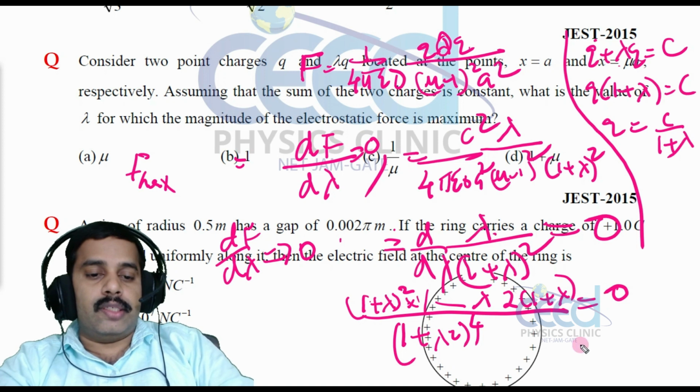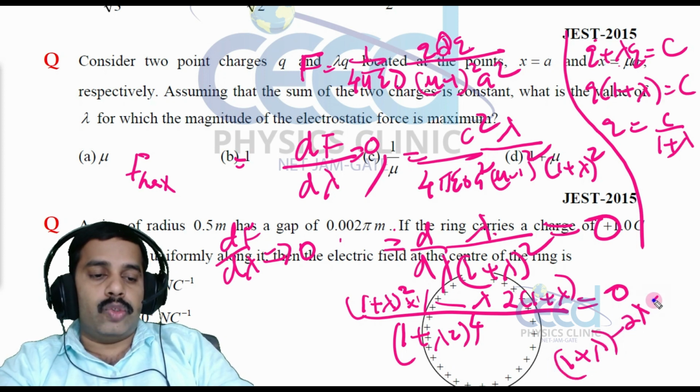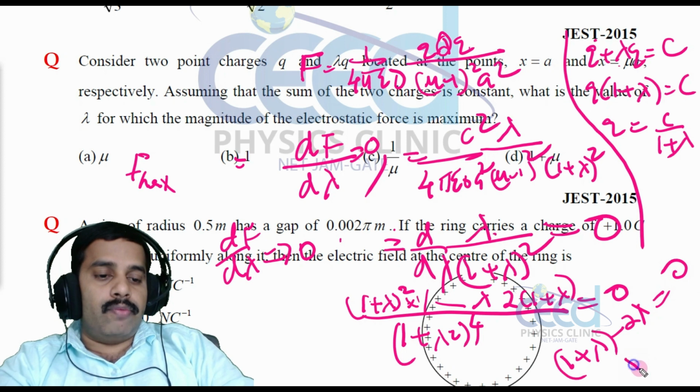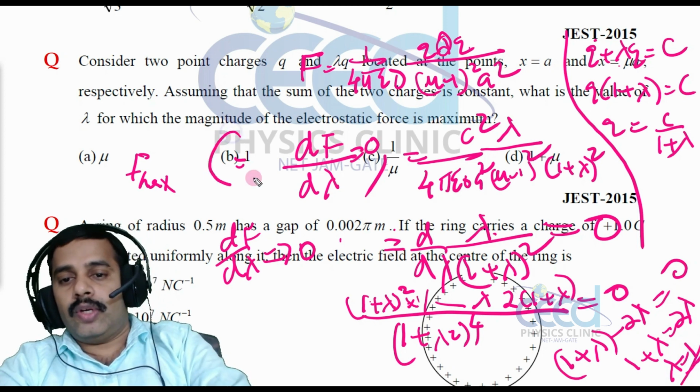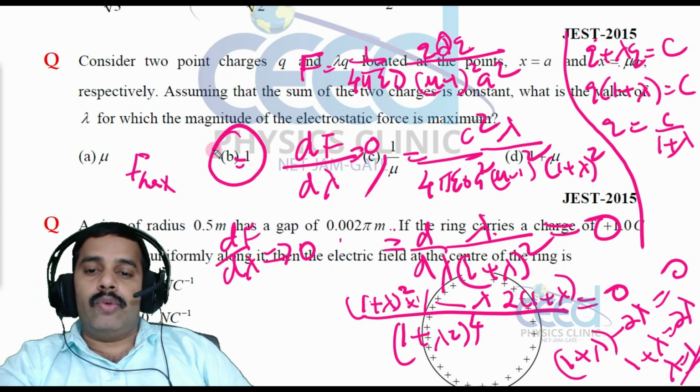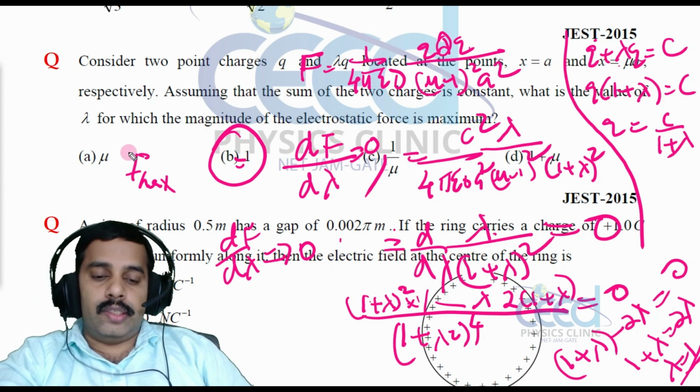This means that this 1 plus lambda, this 1 plus lambda whole square, here we can take 1 plus lambda out, then what is remaining in the numerator? 1 plus lambda minus 2 lambda. Alright, that should be equal to 0. Then 1 plus lambda is equal to 2 lambda, then lambda is equal to 1. So what will be the answer? So lambda value should be equal to 1.